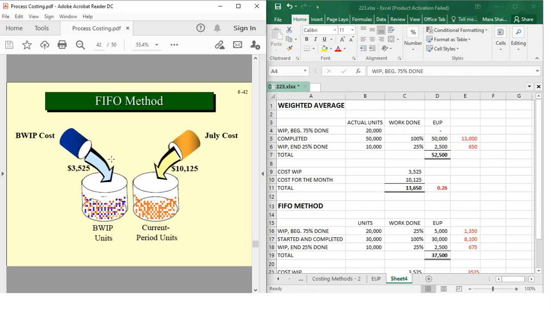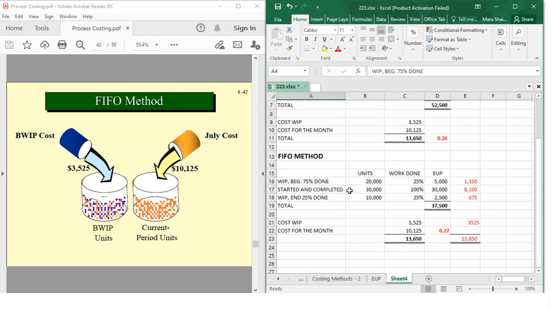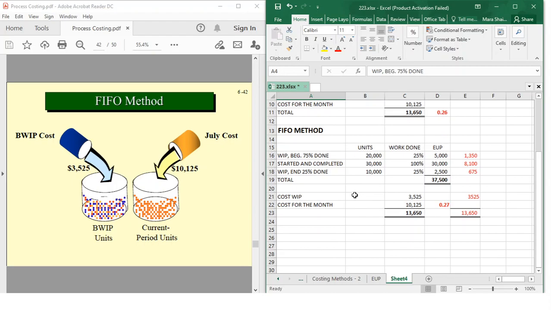So, let's move on to FIFO. In FIFO, the difference is, as you can see, in weighted average the beginning and the current are put into one container. Now, in FIFO they are separate. The cost of beginning is different from the cost of current. The cost of beginning is not included in the computation of your unit cost, because it was incurred in the previous month. So, it is not involved.